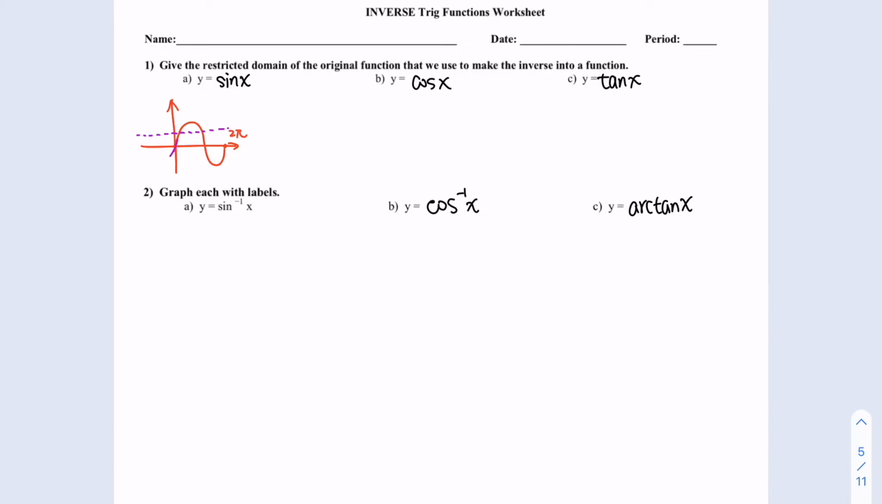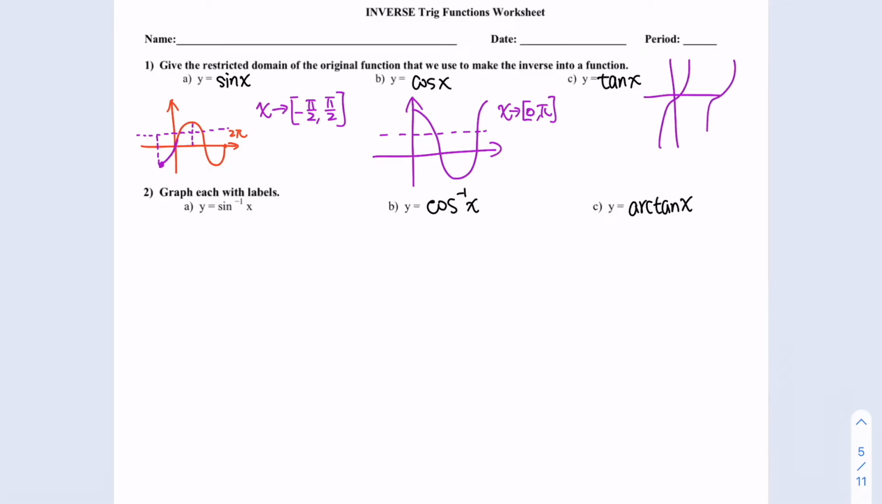For sine, in order for sine to have an inverse function, we limit x from negative 90 degrees to 90 degrees. For cosine, in order for cosine to pass the horizontal line test, we limit x from 0 to pi. Similarly for tangent, also a periodic function, in order to pass the horizontal line test, we limit x to be from negative pi over 2 to pi over 2, open interval.